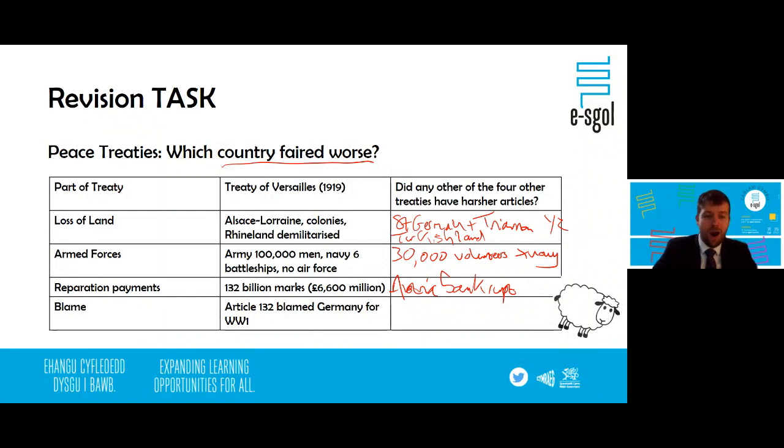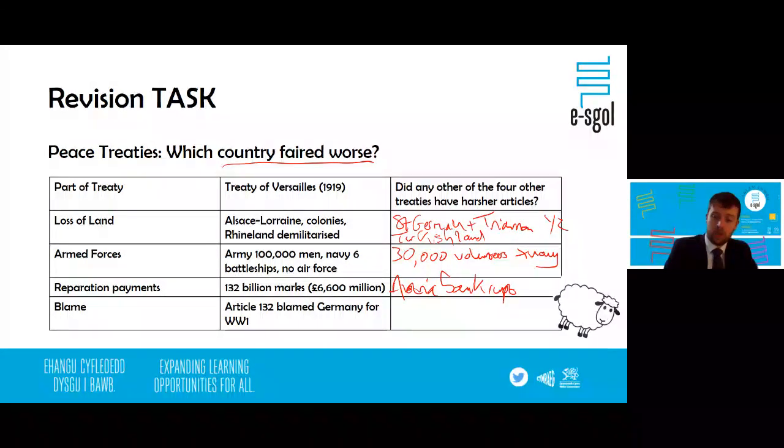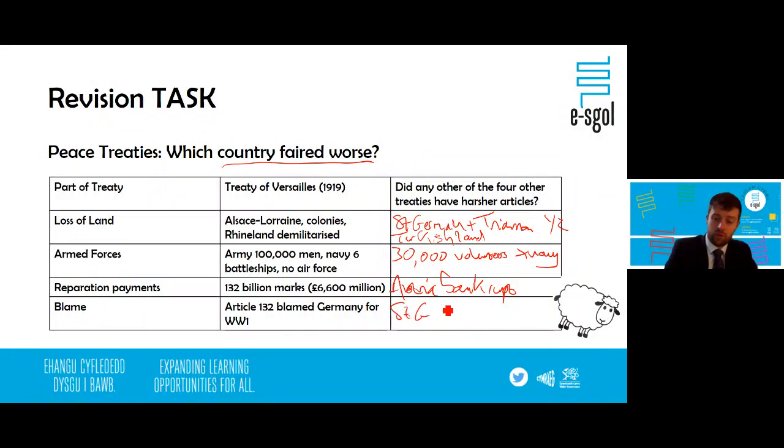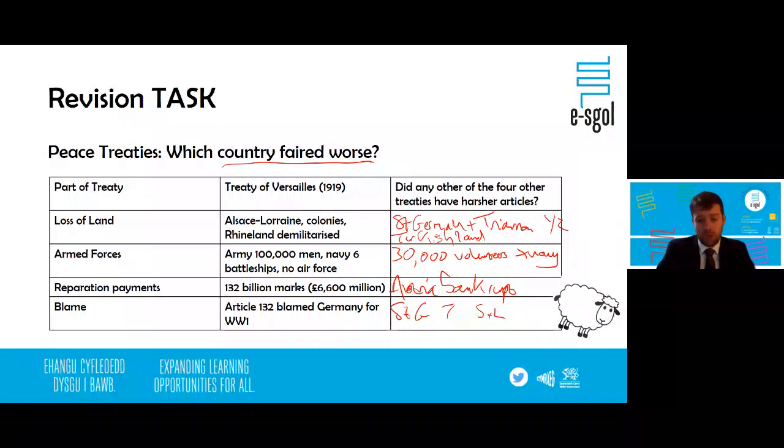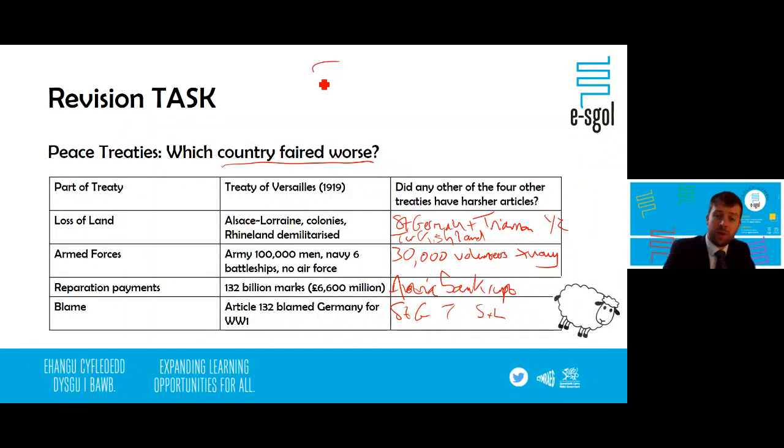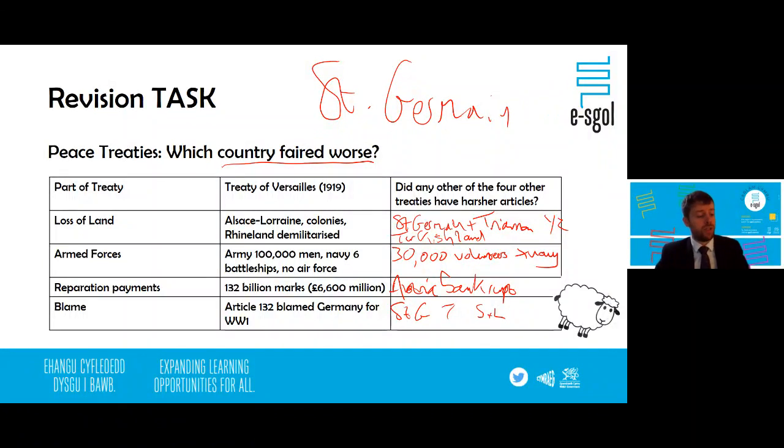So if we're thinking about harshness, well, the harshness must be that this country has gone bankrupt before they even settle those reparation payments. And in terms of blame, well, all of the treaties, Saint-Germain, Trianon and Sèvres, all blame the countries respectively for their part in the war, for beginning the war. So arguably, if I was you, I would be arguing that the Treaty of Saint-Germain was the harshest of the treaties.